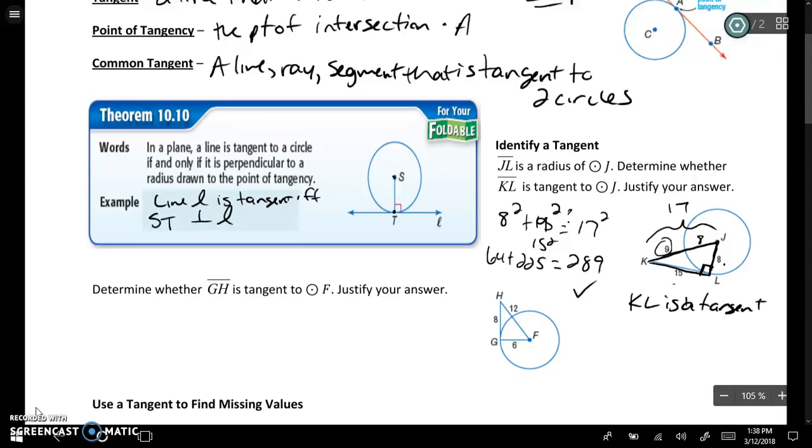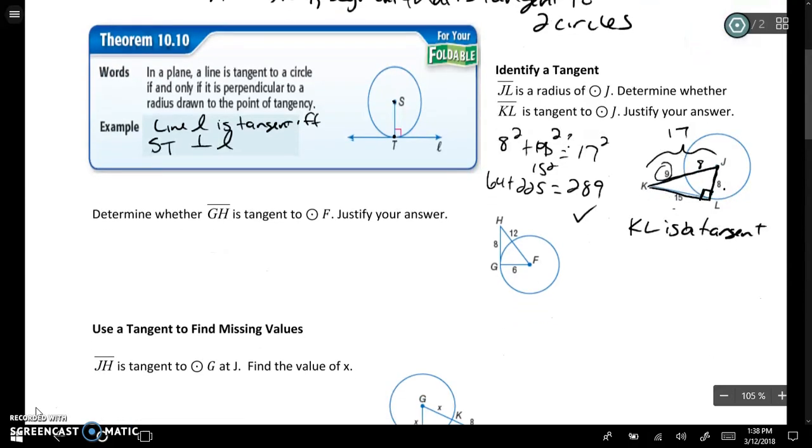Okay? Try this one on your own. Determine whether GH is a tangent. Justify your answer. One thing to think about, 12 is just this outside part. It's not the whole thing. You need to check.